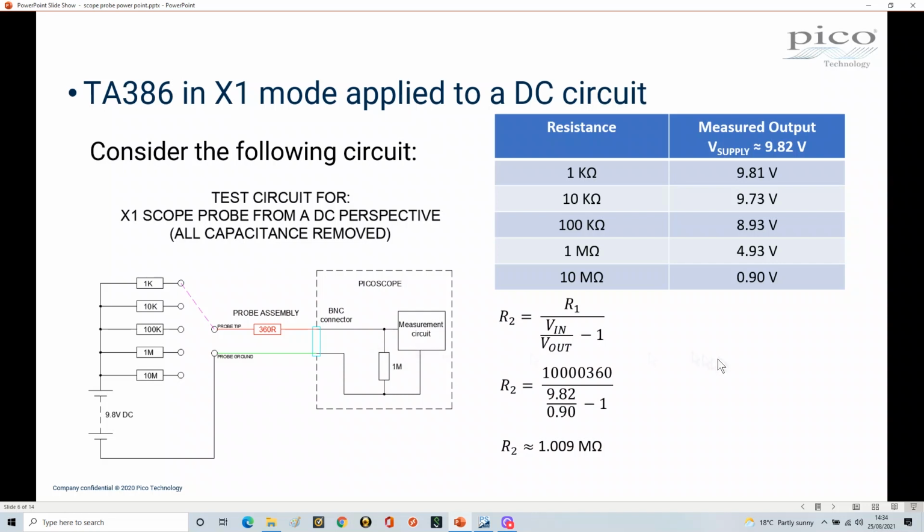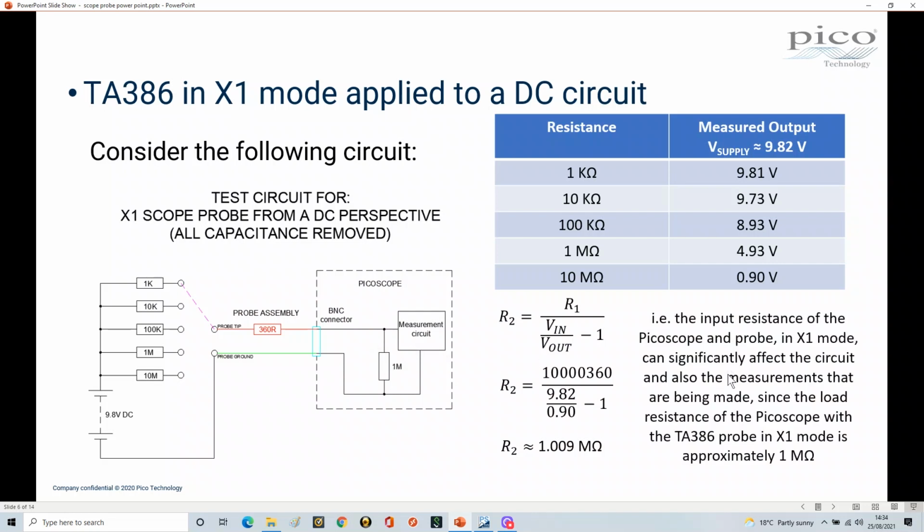So this means that in ×1 mode, when you attach a probe and the picoscope to your circuit, you do actually influence the circuit. And therefore it may change the characteristics of your circuit because you've got a probe in there. What we need to do is find out, well, if that's in ×1, then what happens in ×10? So let's actually do that now.